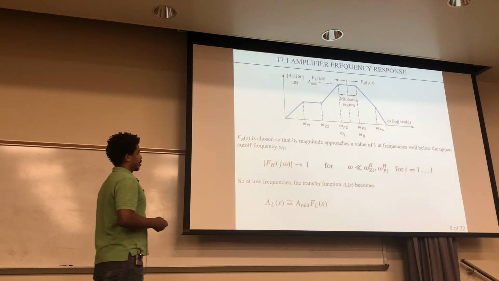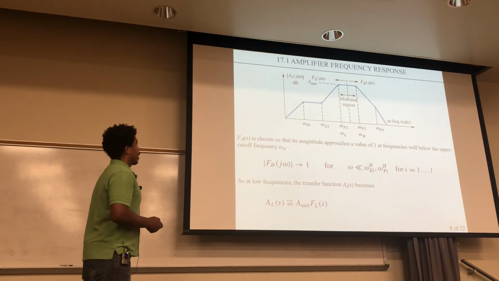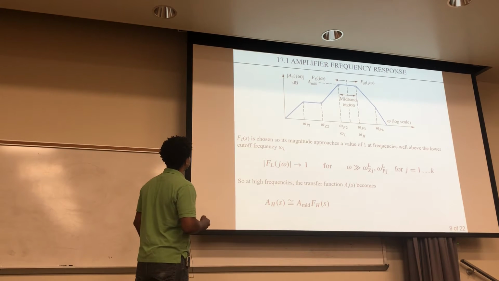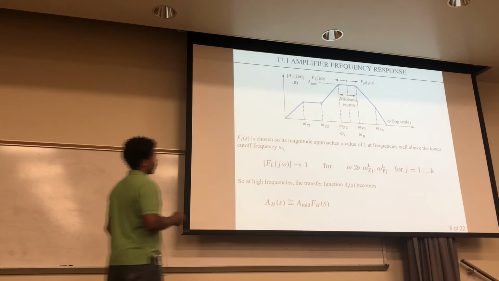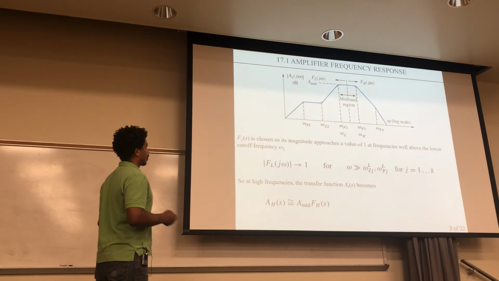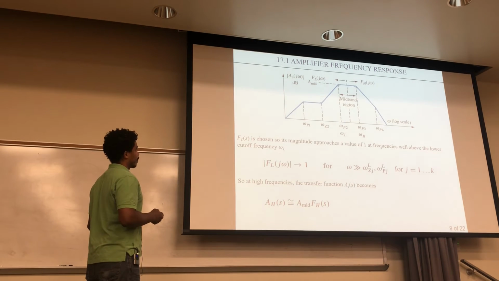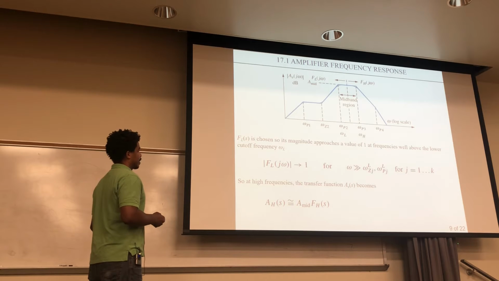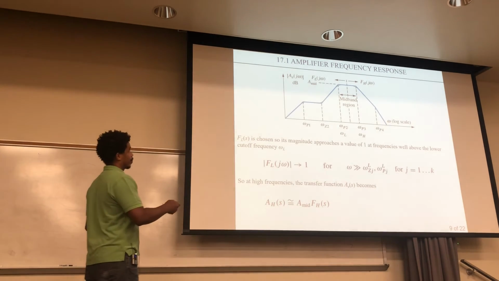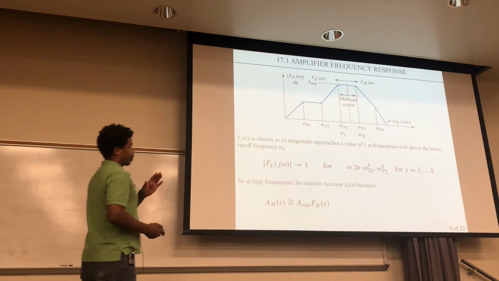And so at low frequencies, the transfer function becomes this, where remember that FH is approximated as being 1. And the same thing happens on the other side too, where FL is chosen such that its magnitude approaches the value of 1 at frequencies well above the lower cutoff frequency, omega L, right? And so at high frequencies, this value of AV becomes A mid times FH in this region over here. And then we'll piece those two together.